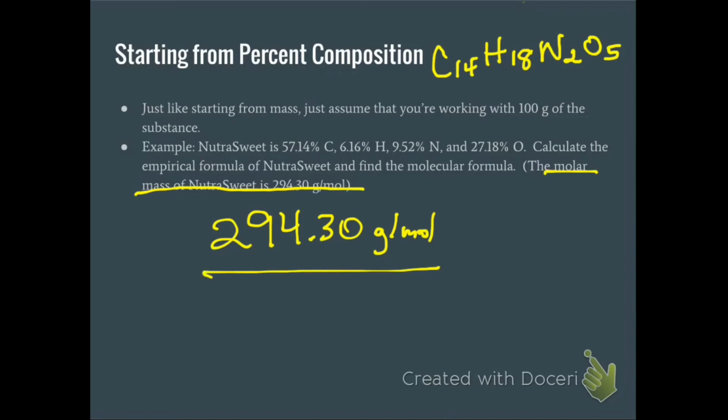The total mass of our empirical formula you're going to find by adding up all of your elements together. We know how to do molar mass, so I'm just going to find that and put it down. So we add up C14H18N2O5. We find out that actually works out to 294.307 grams per mole. So if we divide that, we get basically 1. So in this case, our empirical formula and our molecular formula are actually exactly the same thing because our molar mass is equal to the mass of our empirical formula.